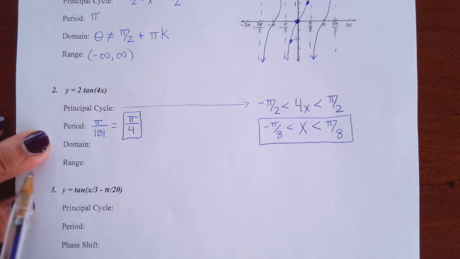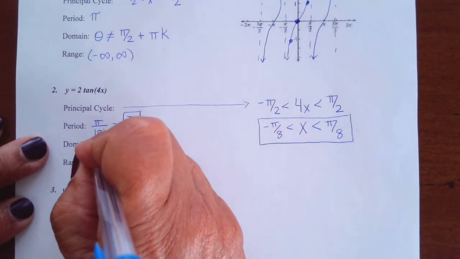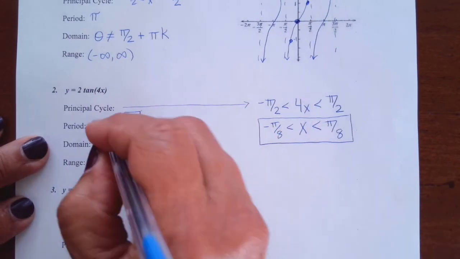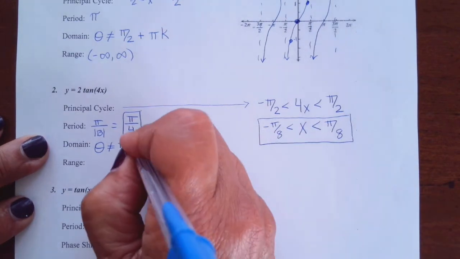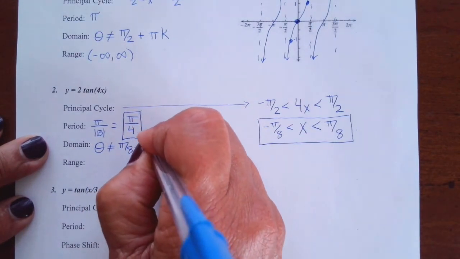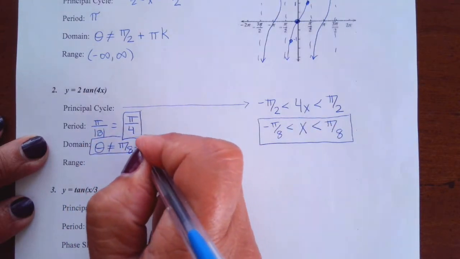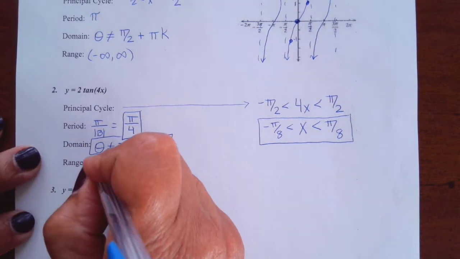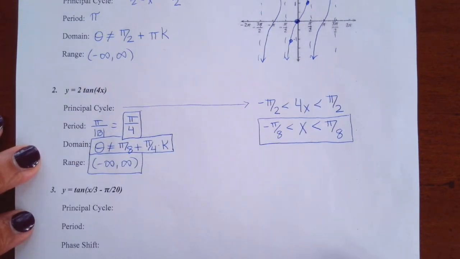Okay? For tangent, it is just pi. All right, now I've got everything I need, so the domain is theta can't equal one of the asymptotes, so I'm just going to, again, use the positive one. It doesn't matter if you put negative pi over 8, it's all the same. And then plus the period, pi over 4, times k. Okay, so that is your domain. So you just have to kind of learn the function and the formula, and then you're good to go. And then the range, easy one, always negative infinity to infinity for tangent.